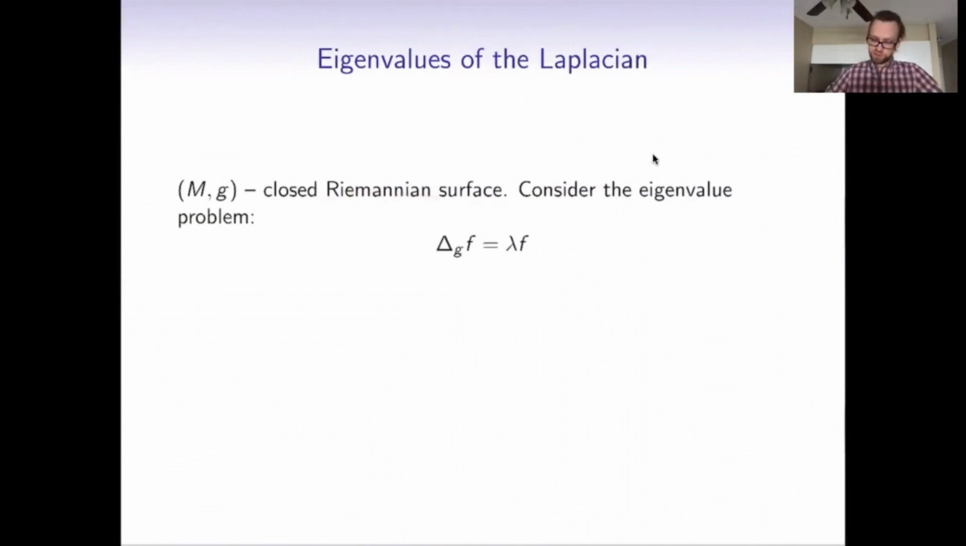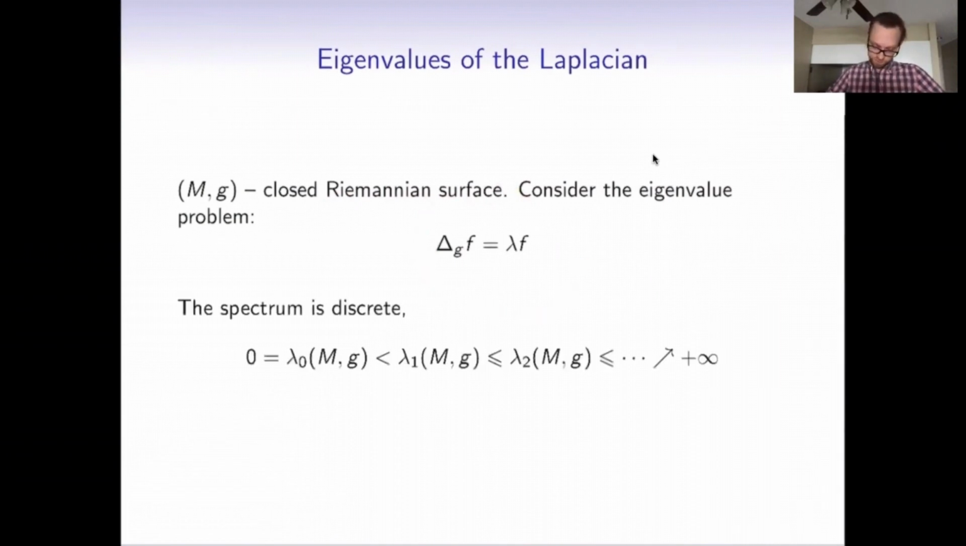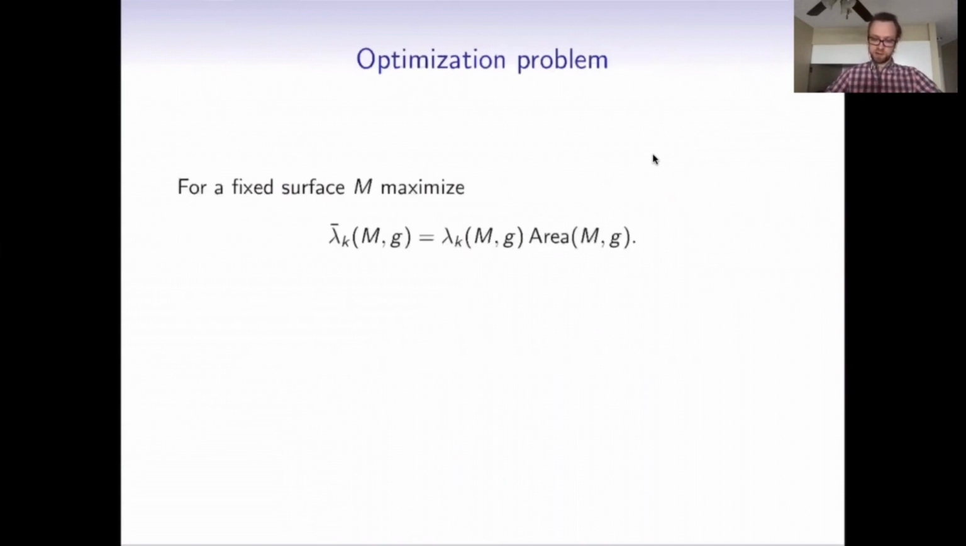On such a surface you can solve for Laplacian eigenvalues, and it's a very straightforward application of functional analysis to show that you have a discrete spectrum, and the spectrum is just formed by eigenvalues, right? So you look at the functions f which satisfy this condition, and the lambdas for which they exist, non-trivial solutions form this sequence. And the problem we're considering is optimizing these eigenvalues. In particular, I'm going to be considering eigenvalues multiplied by the area, right?